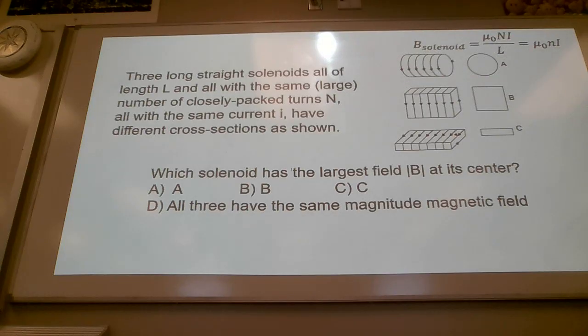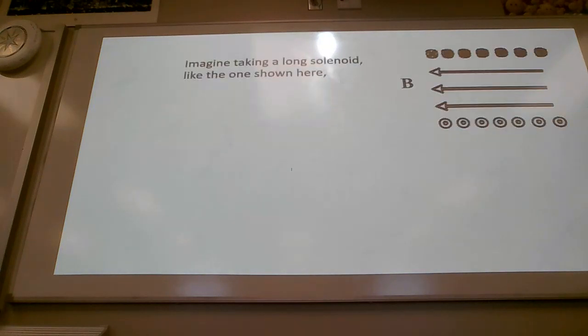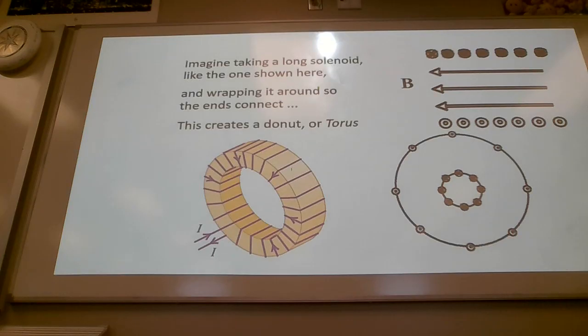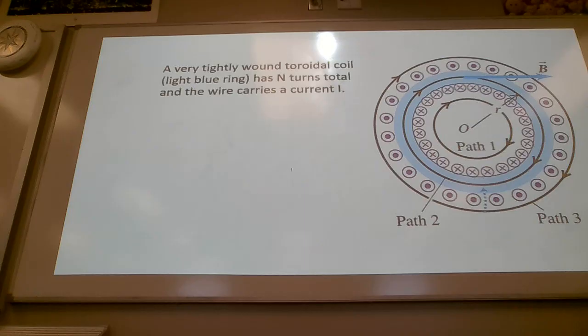So I think we can do this. Here we go. We take a long solenoid like this, and we wrap it around to connect the ends. We kind of bend it. Is everybody good with that? Okay. So this is a torus. Like the old car, Ford Taurus. Okay, donut.